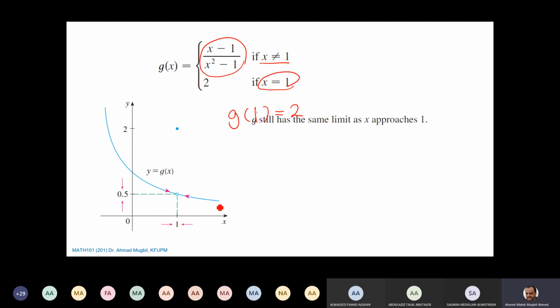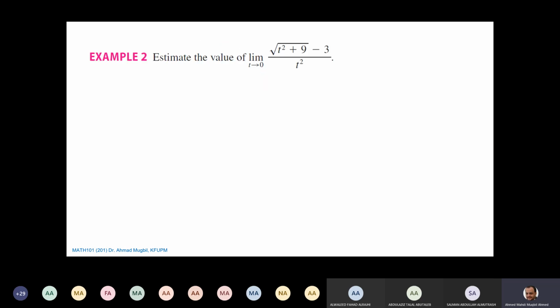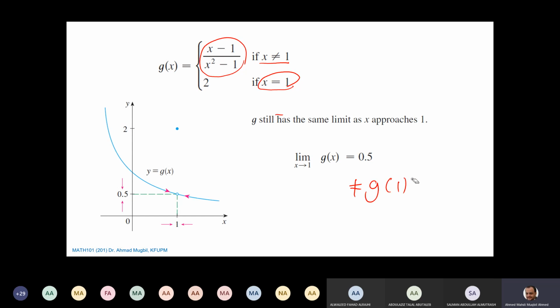So g here, the function g, still has the same limit. But of course, it will not be equal now. The limit does not equal the value of the function at 1. And such a function, we will call it discontinuous. It is not continuous at 1. Look, here is the definition. The value of the function g at 1 is 2.